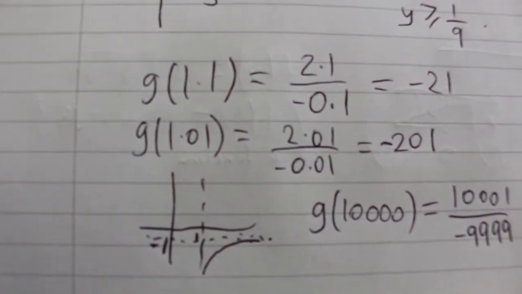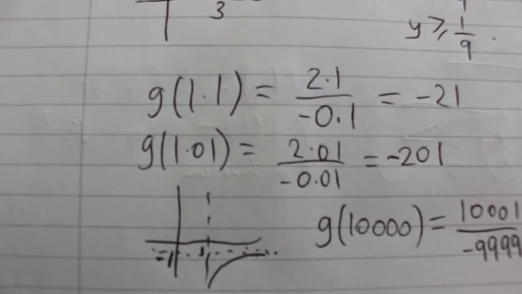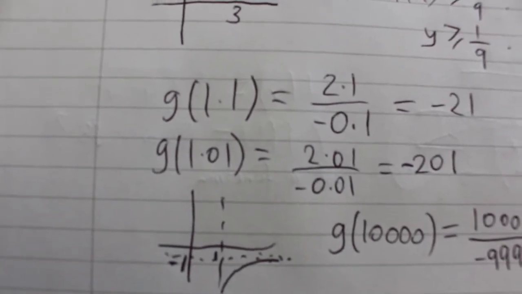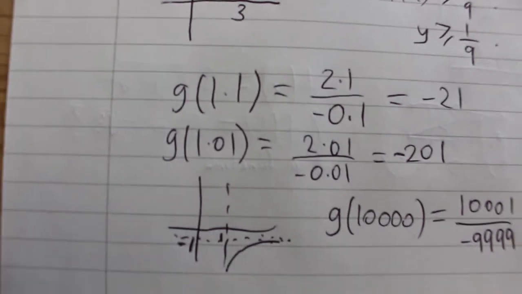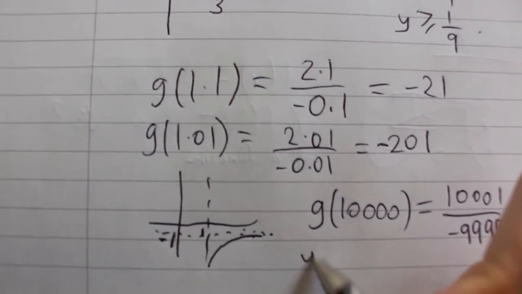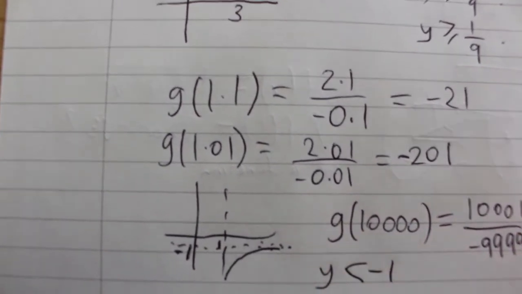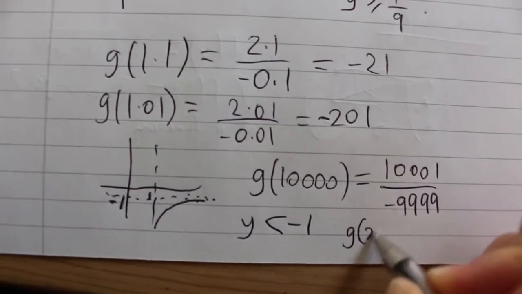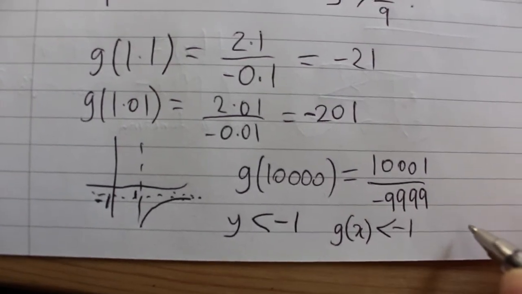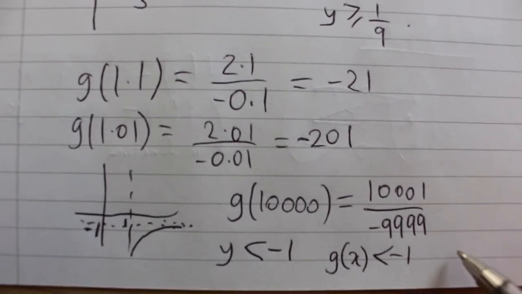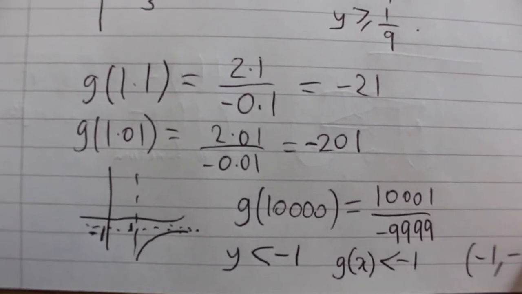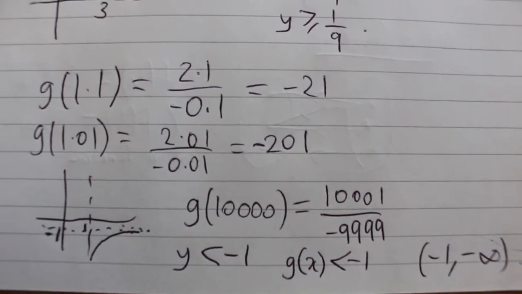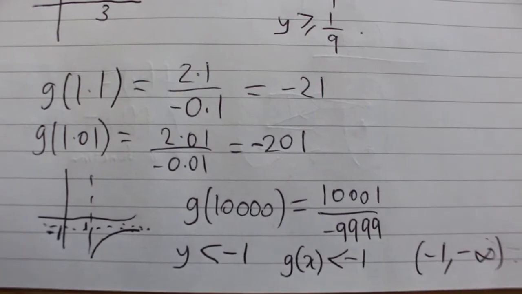So the range of this function is the possible y values. Well, it's everything less than minus 1. Those are the y values that this function can take. So the range is y is less than minus 1, or g of x is less than minus 1, or in set notation we can write (minus infinity, minus 1). That's the range of this function g.